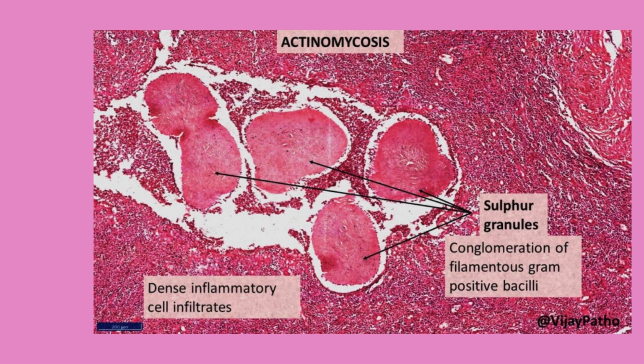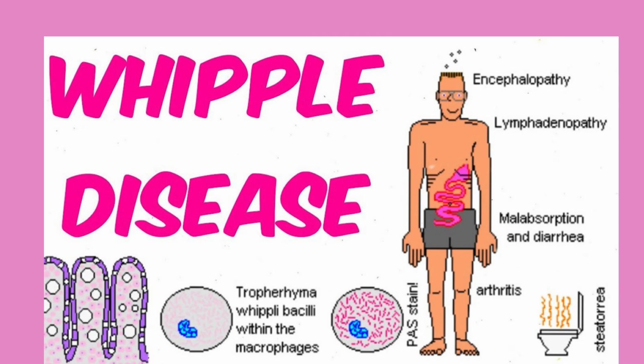That is actinomycosis. There is another gram-positive organism, which is of importance because there were some questions regarding this. That is Whipple disease caused by Tropheryma whipplei, which is a gram-positive bacilli. They occur within the macrophages, and they can be stained by the PAS stain.